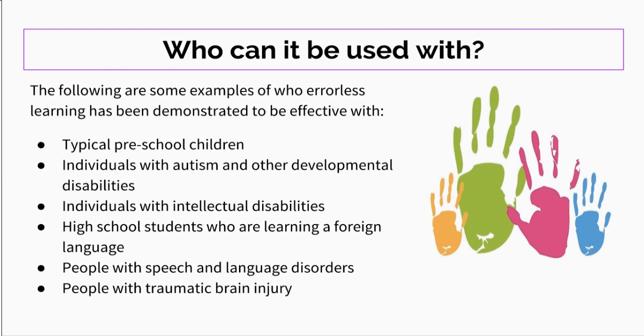So who can it be used with? The following are some examples of who errorless learning has been demonstrated to be effective with. We have typical preschool children, individuals with autism and other developmental disabilities, individuals with intellectual disabilities, high school students who are learning a foreign language, people with speech and language disorders, and people with traumatic brain injury.